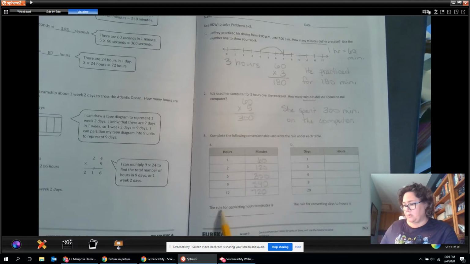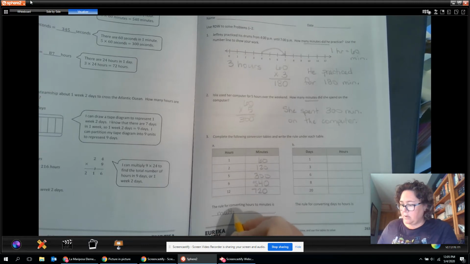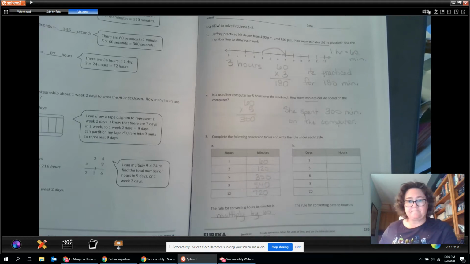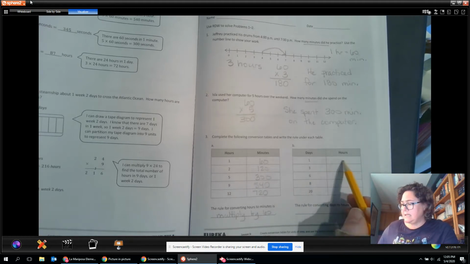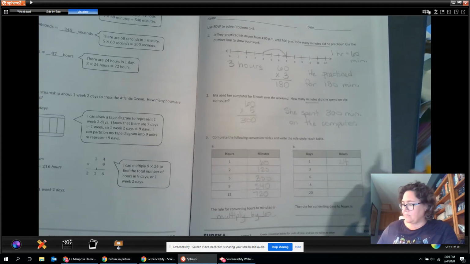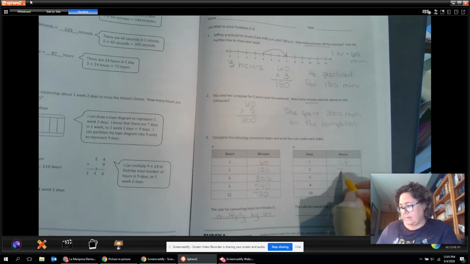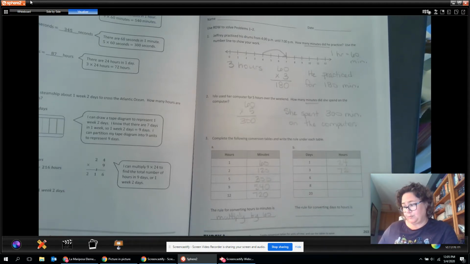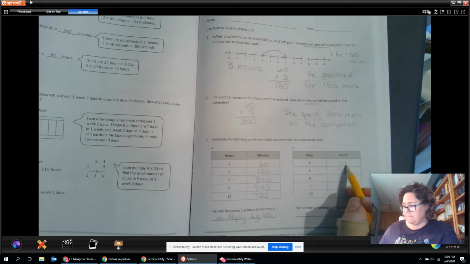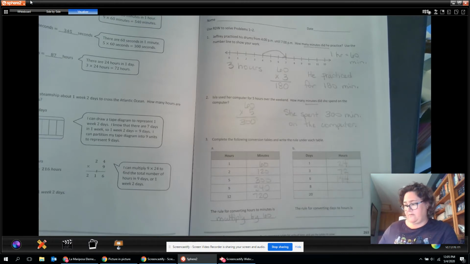So there we go. The rule for converting hours to minutes is multiply by 60. Okay? Now days to hours, there's 24 hours in one day. So if you go 3 days, that's going to be 3 times 24, which happens to be 72. If you're doing 6 times 24, that would be 144.